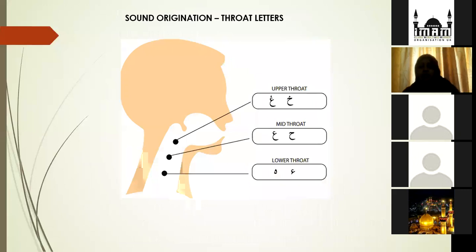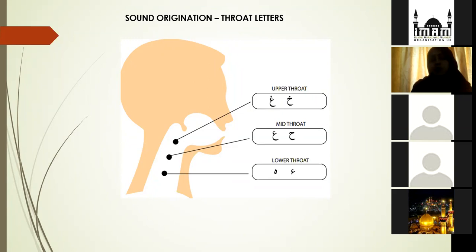So today we are going to start with the throat letters. Now, there are 6 throat letters: kha and ghain, which come from the upper part of the throat; ha and ayn, which come from the middle part of the throat; and hamza and ha, which push from the bottom part of your throat, which is nearer your chest, completely bottom. So if you say ha and you put your hand on your chest, you'll be able to feel vibration. So it's important to know where these ones come out from.